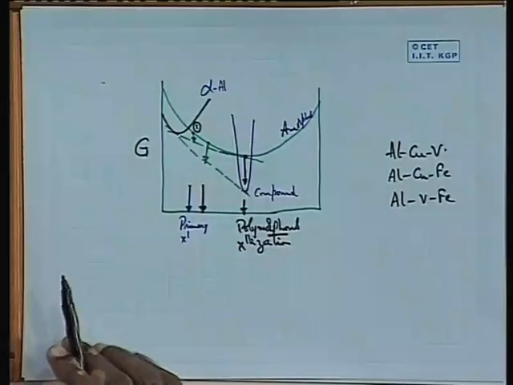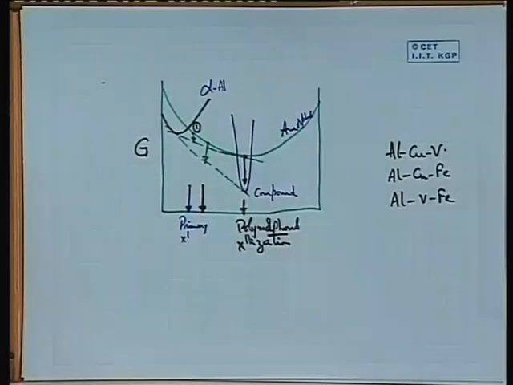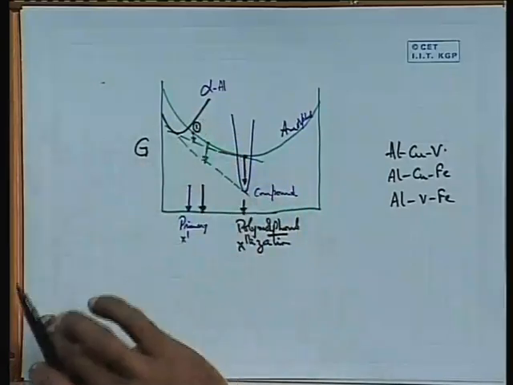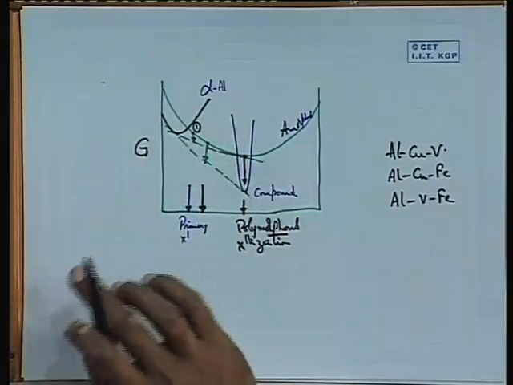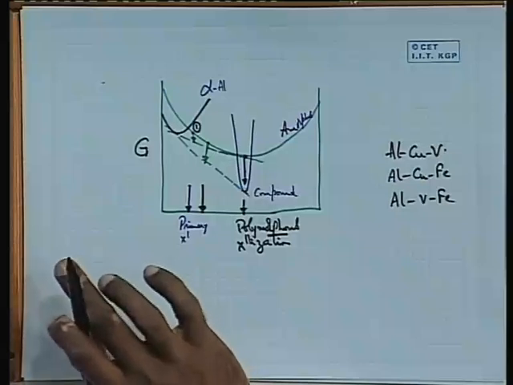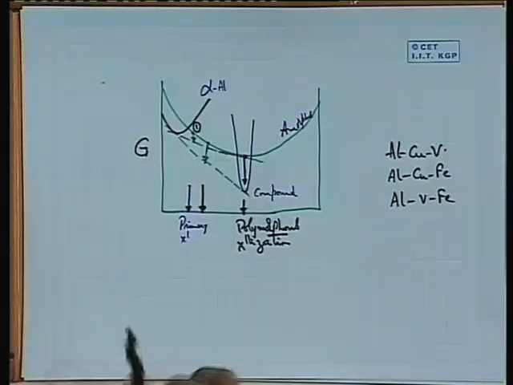The second possibility is what is called primary crystallization, where you have an amorphous alloy whose composition is close to that of the alpha aluminum composition, because of which alpha aluminum can easily nucleate from the amorphous matrix.